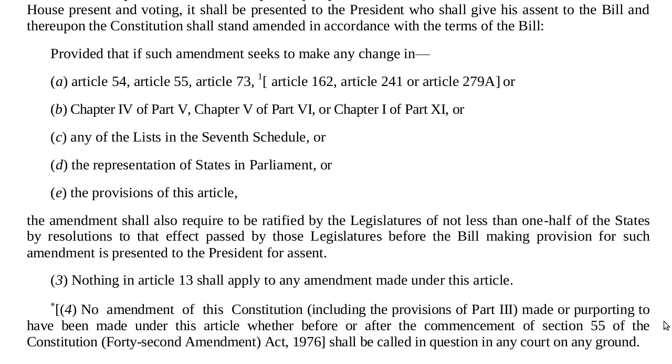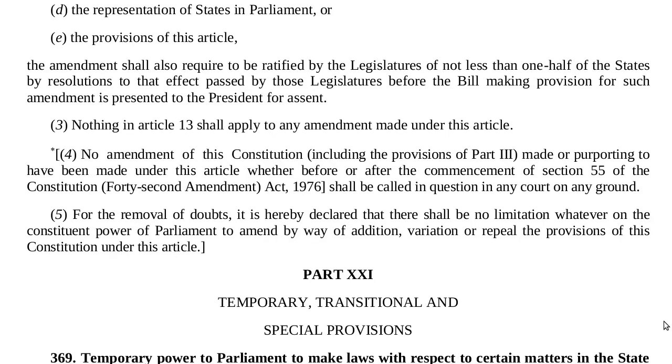provided that if such amendment seeks to make any change in Article 54, Article 55, Article 73, Article 162, Article 241 or Article 279A, or Chapter 4 of Part 5, Chapter 5 of Part 6 or Chapter 1 of Part 11, or C. any of the Lists in the Seventh Schedule, or D. the representation of States in Parliament, or E. the provisions of this article, the amendment shall also require to be ratified by the legislatures of not less than one-half of the States by resolutions to that effect passed by those legislatures before the bill making provision for such amendment is presented to the President for assent.